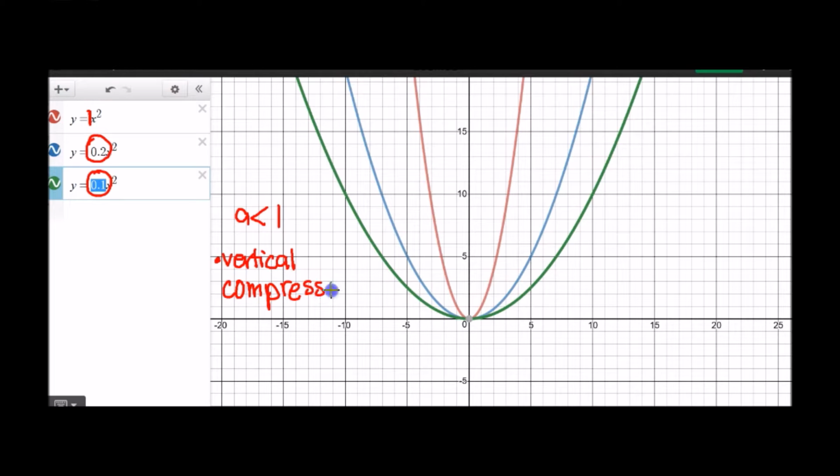And again, we are going to use the same convention. It's by a factor of A. So in this case, we would say that this is a vertical compression by a factor of 0.1. Often you'll find that we'll be using fractions more than decimals. I just popped it in for ease for the program.